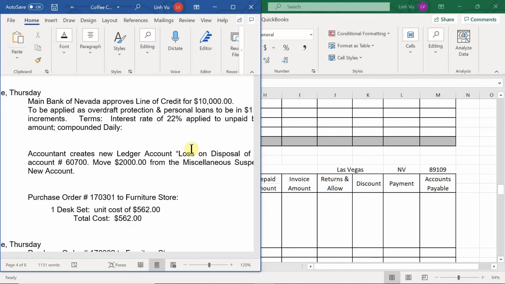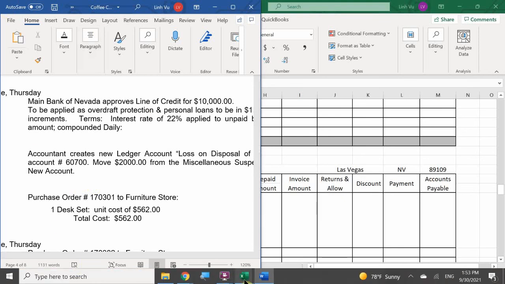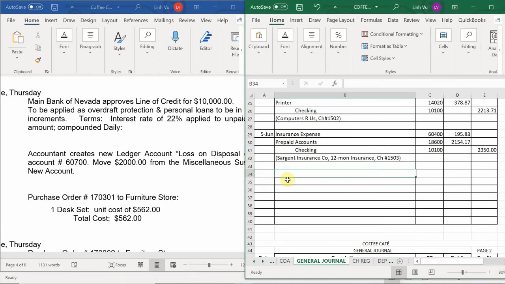Okay. So next one right here. What does it say here? That the accountant created a new ledger account called loss on disposal of assets, account number 6700. Move the $2,000 from the miscellaneous expense account into the new account. Why was that loss on disposal of assets? Well, what happened when we sold our furniture? That you lost money. Right now, it's currently in the miscellaneous expense account.